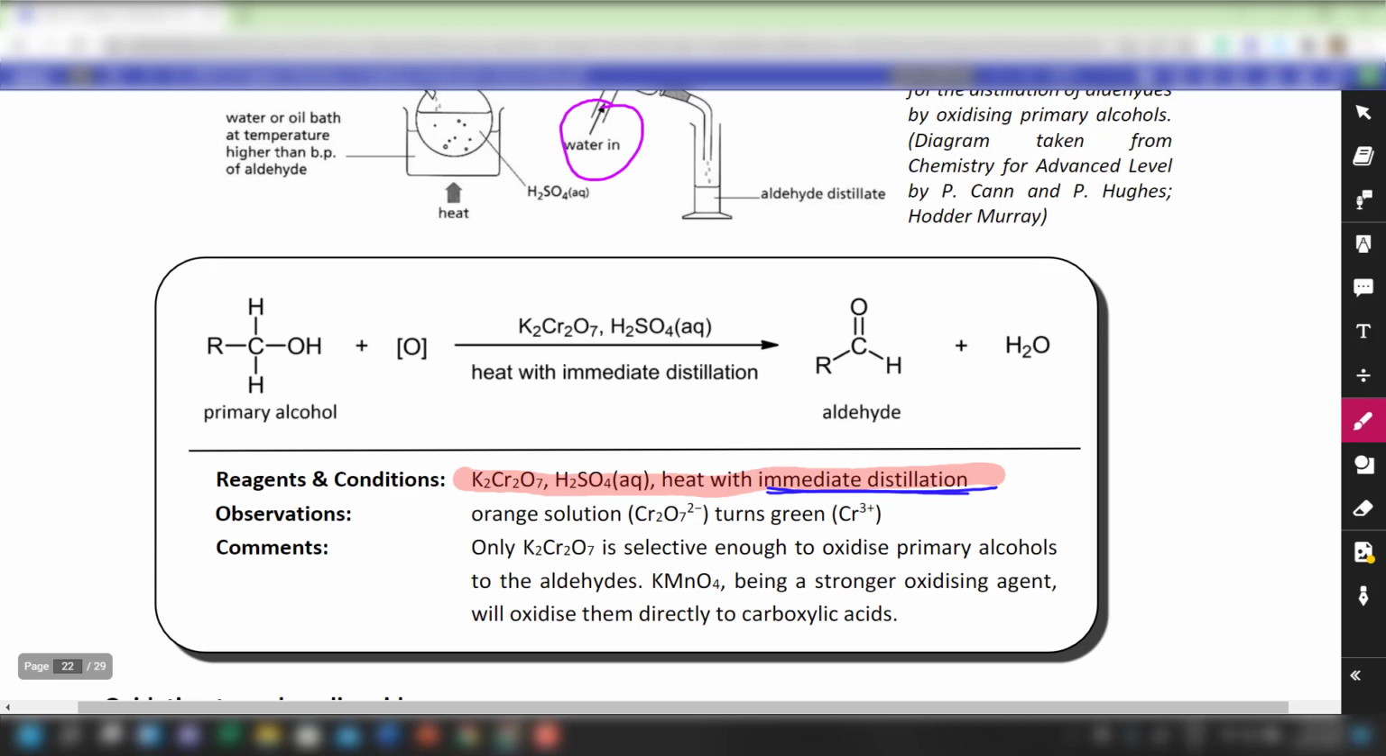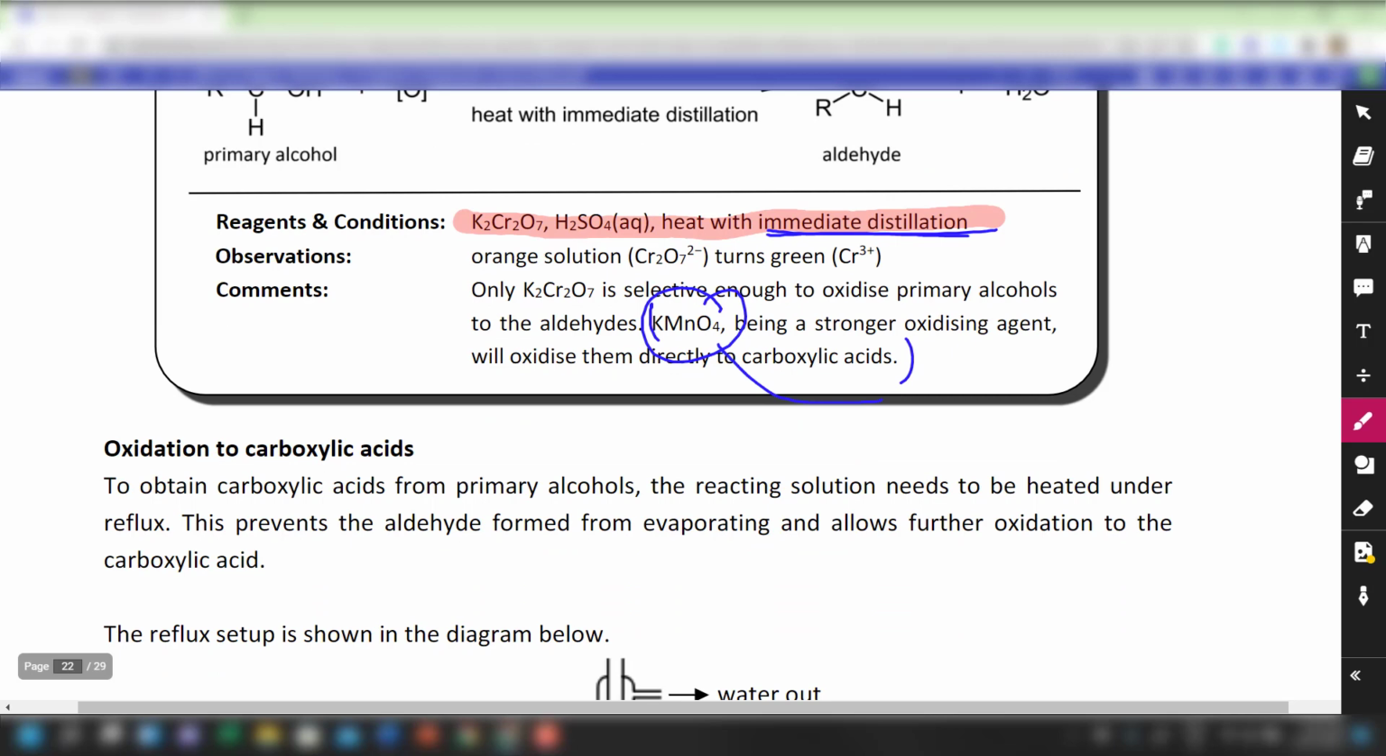But please do not put in potassium permanganate with heat with immediate distillation. There's no such thing. Potassium permanganate is a stronger oxidizing agent than potassium dichromate. So it cannot stop at the aldehyde stage. Remember this. It cannot stop at the aldehyde stage.